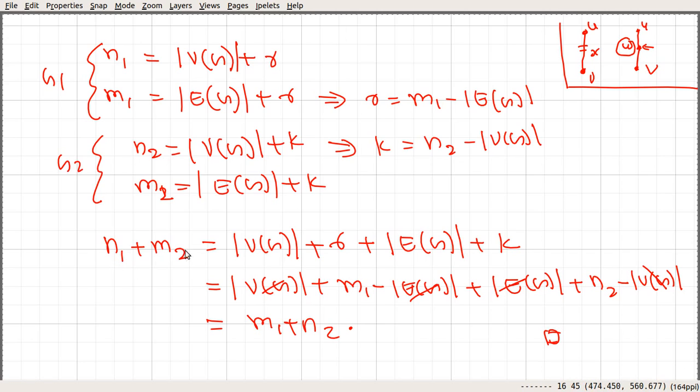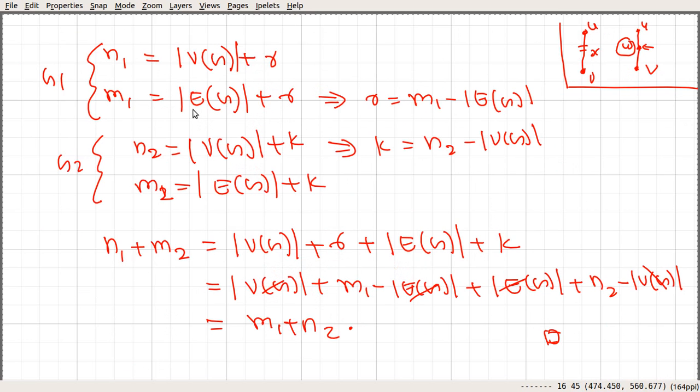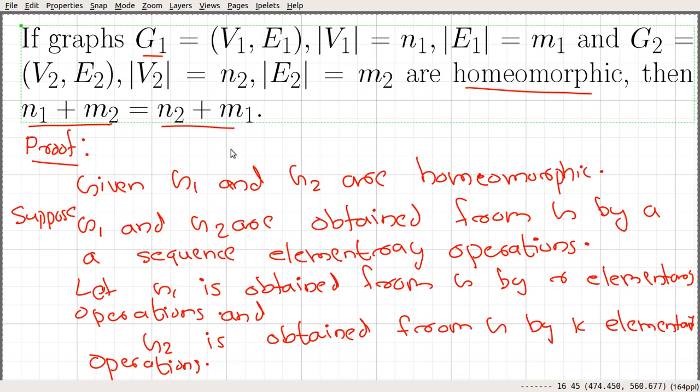So we can see that n1 plus m2 is equal to n2 plus m1. That says if you have two graphs, G1 with n1 vertices and m1 edges, and G2 with n2 vertices and m2 edges, and if they are homeomorphic, then n1 plus m2 is equal to n2 plus m1.